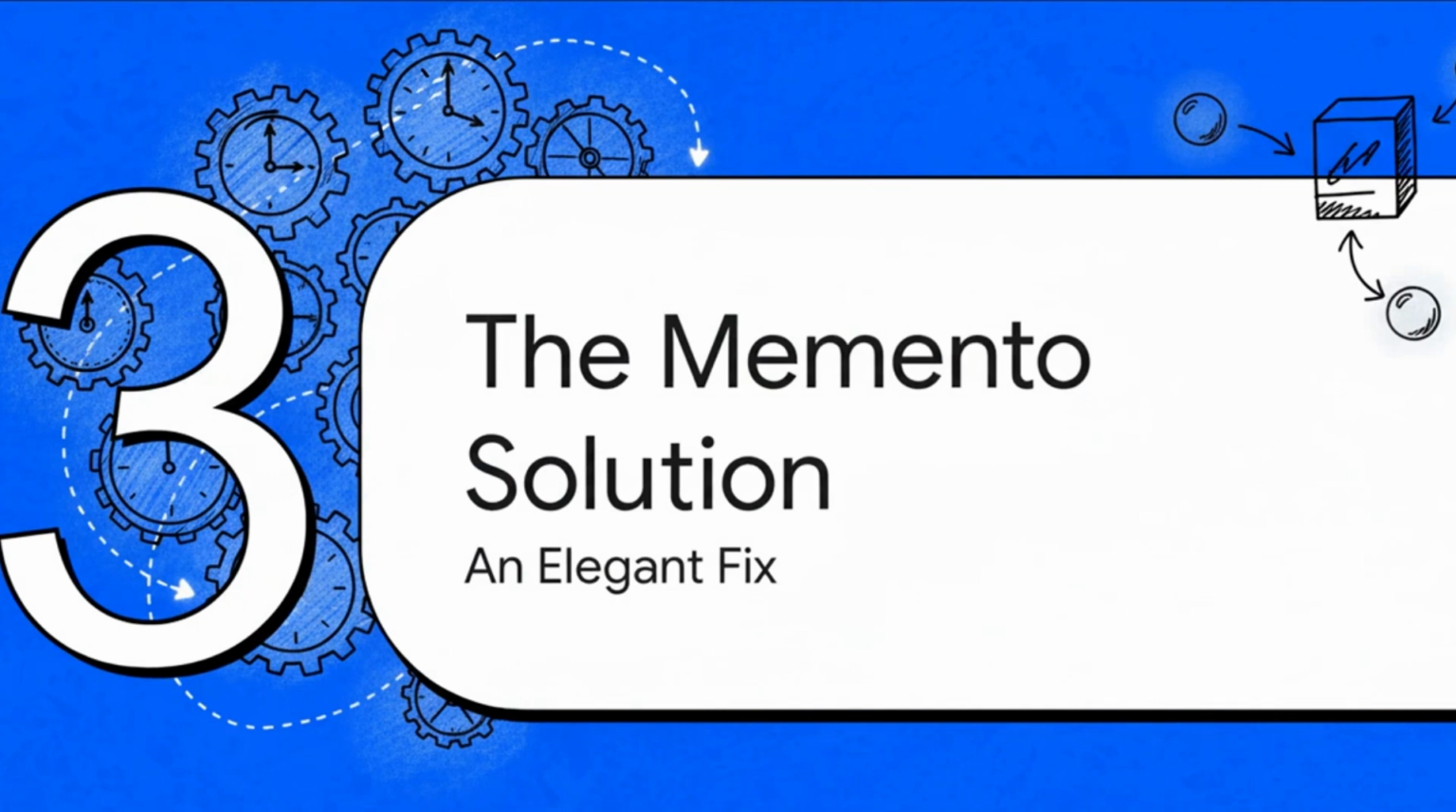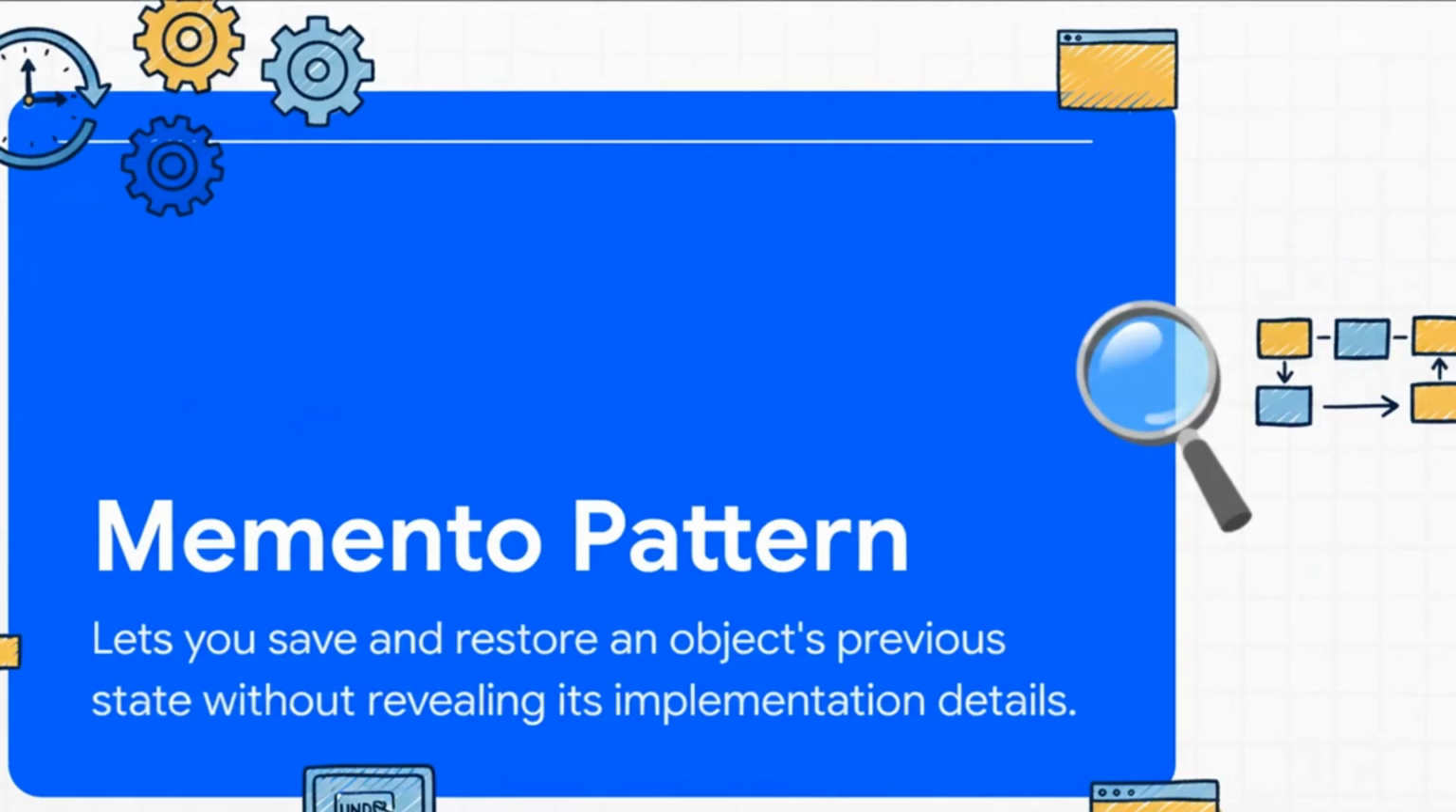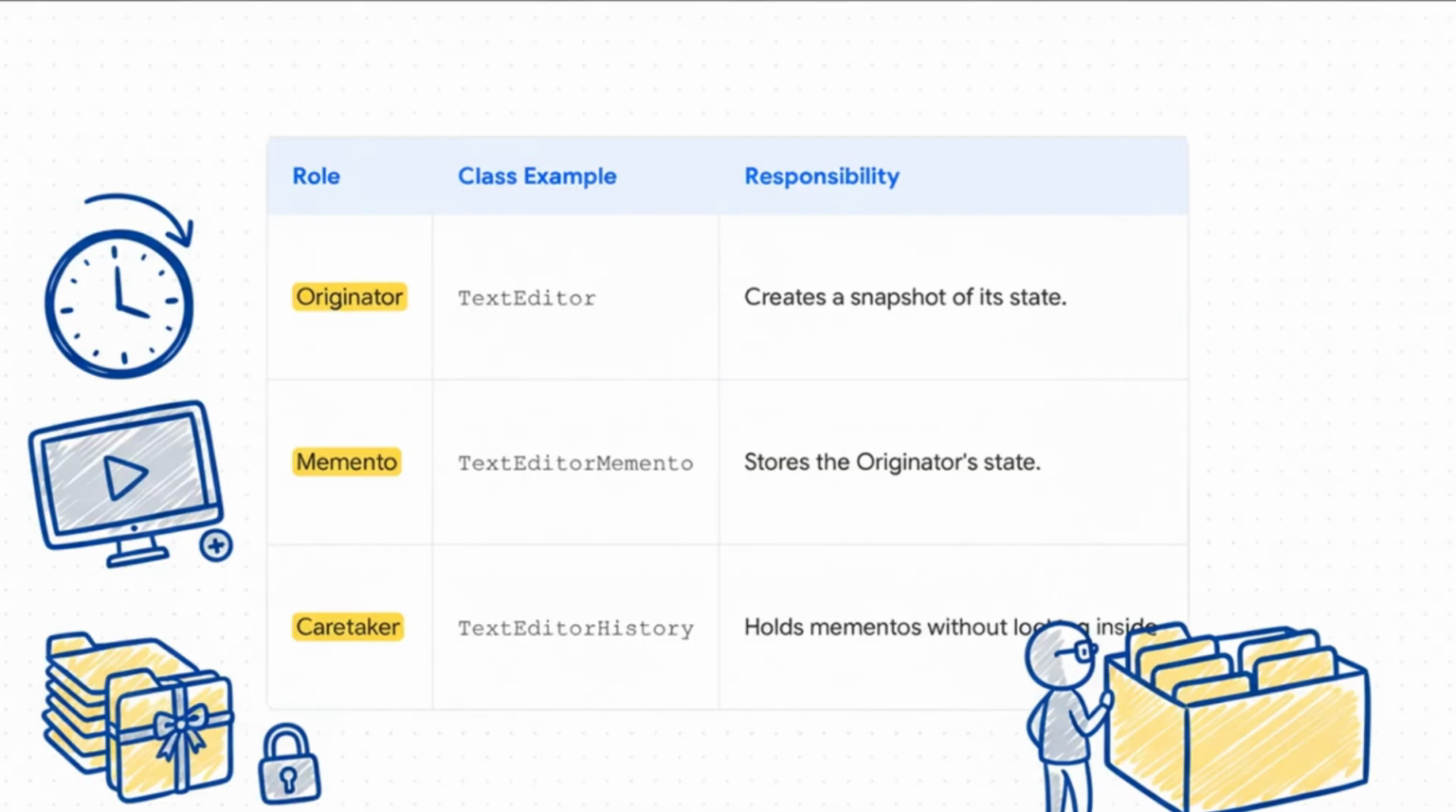Well, this is where our real hero enters the story, the Memento Pattern. It's designed to solve these exact problems with a ton of elegance and clarity. Now this is the key. Really pay attention to that last part, without revealing the details of its implementation. That's the magic trick. It's how we get the state out of an object without breaking it open and looking at its guts. The Memento pattern works using 3 distinct roles, or players.